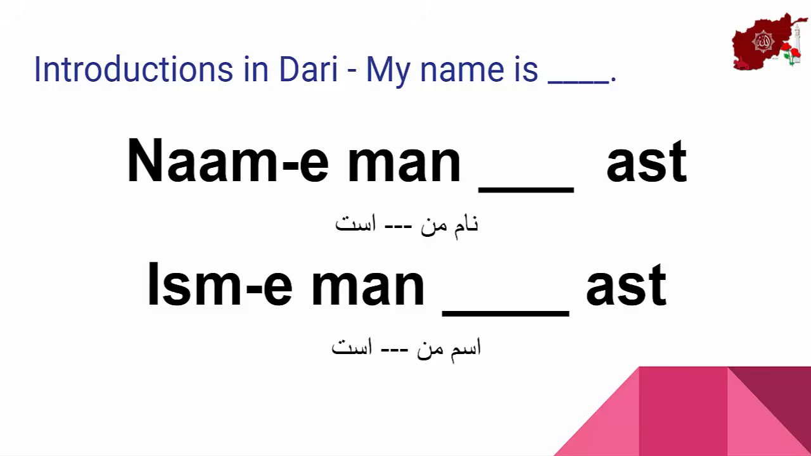All right, let's go over some simple introductions. Like if you want to say my name is, it would be Name Man and then your name and then Ast. So if your name is Tom, you would say Name Man Tom Ast. Another way to say it is to use the word ism. So it would be Isme Man Tom Ast. Nom or ism are interchangeable. They both mean the word name.